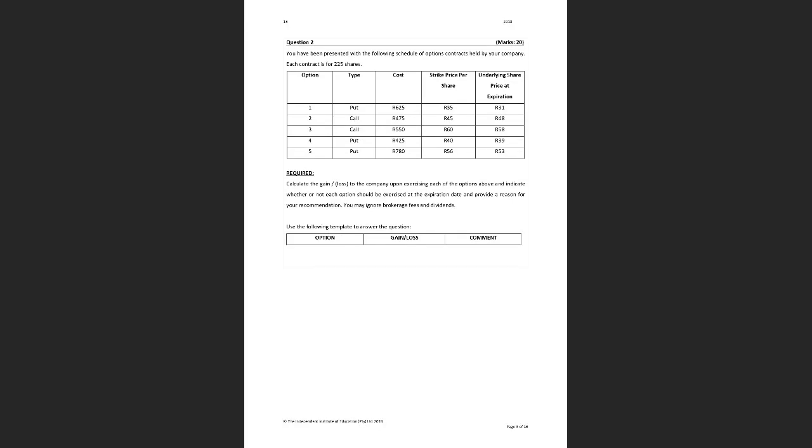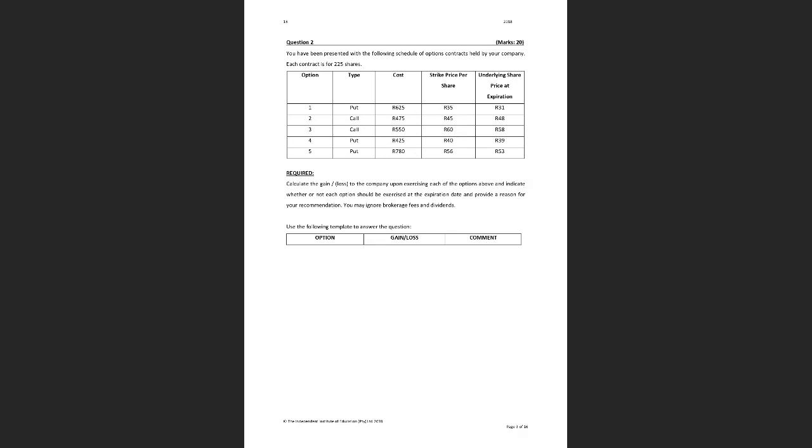This is the cost that you paid to purchase the option, which is a fixed cost. So that's 125 rand for buying the option to purchase the 225 shares. So remember, you've got to divide the 625 by the 225 to get a per share cost. The strike price according to the option is whatever it is here. And then the underlying share price, meaning the market price at expiration of the option, is this one over here.